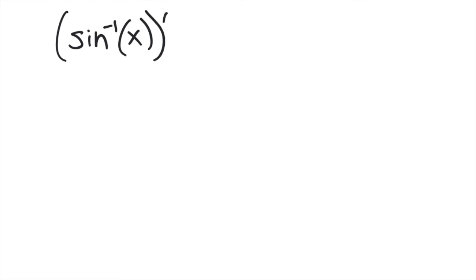So in case that was a little bit unclear, here is what we're saying at the end. This is our final conclusion. When we start with an arc sine or an inverse sine of x, and we take the derivative of that, what we end up getting is 1 over the square root of 1 minus x squared.